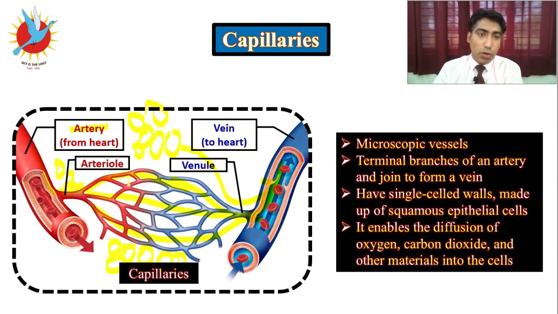Let me tell you one more important point about the capillaries. As you know, capillaries are the terminal branches of an artery. When an artery bifurcates, it forms many arterioles. When arterioles further bifurcate, they form the capillaries. This forms a thin network of capillaries to exchange material between the body tissues and the vessels, and when these capillaries join together, they form venules, and when venules join together, they form a big vein that carries the deoxygenated blood.